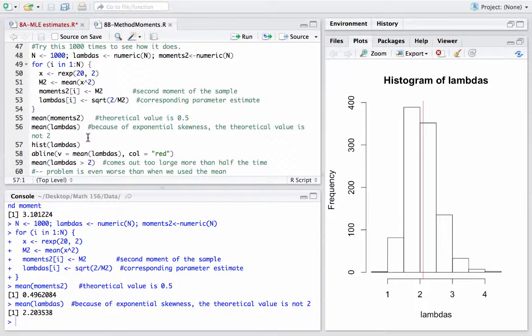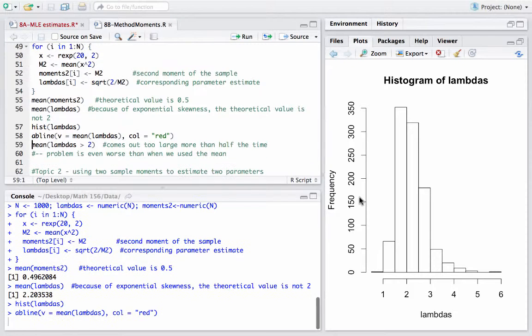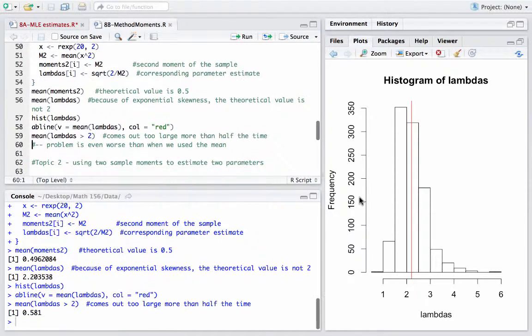But our estimate for lambda got worse. Why is this? Well, by squaring the high values, we have exacerbated our skewness. The data is even more highly skewed, and so using the second moment has a higher spread, a higher probability of being wrong. That's why we're better off using the first moment, although we can still do even better.